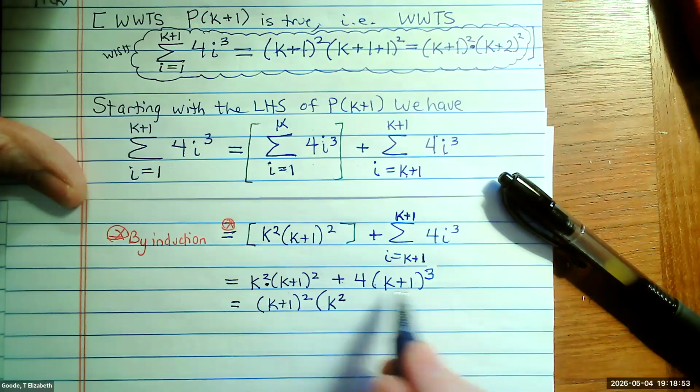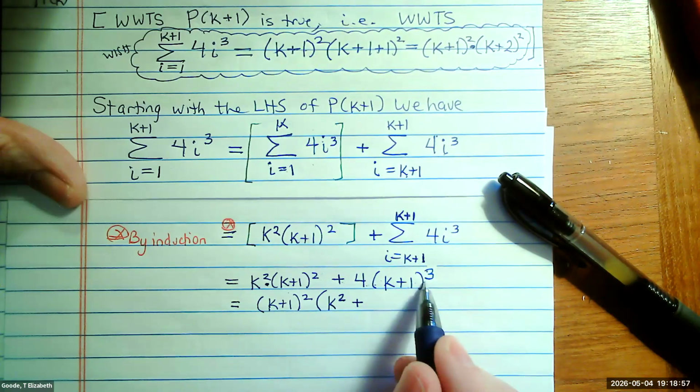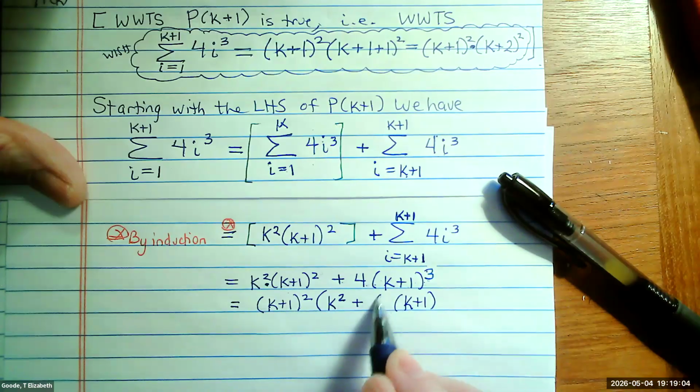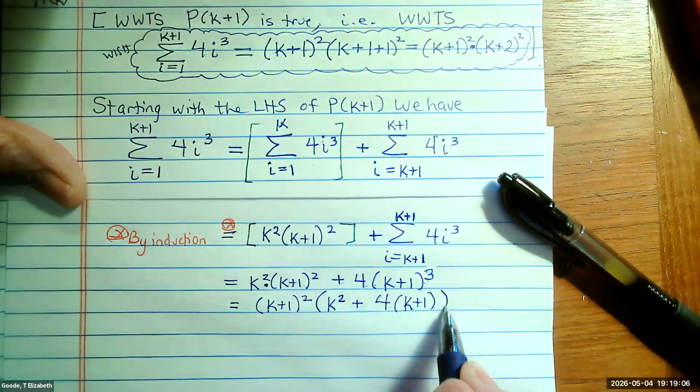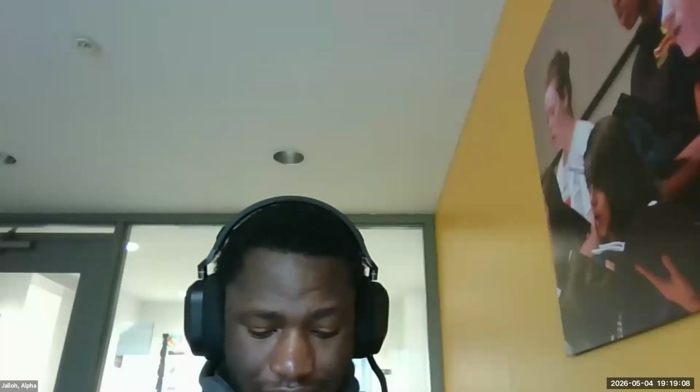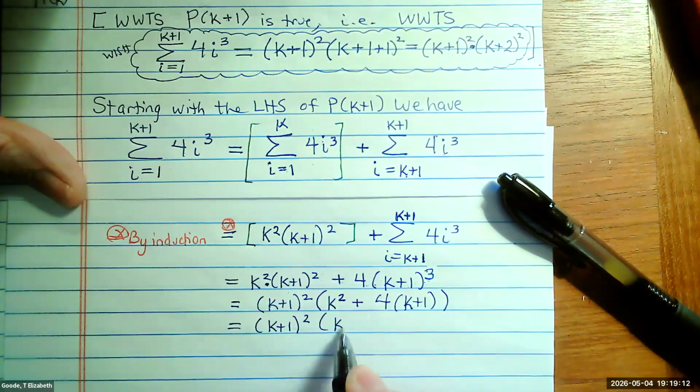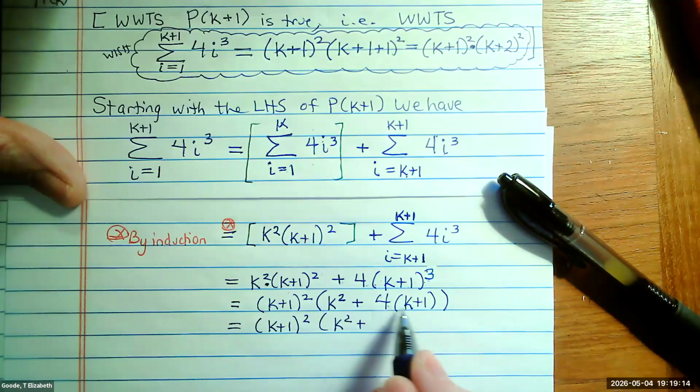But you're right. Over here on this side, when we factor out 2 of these k plus 1's, we will have k plus 1 left, but we also have the 4. That means we have k plus 1 squared times k squared plus 4 times the quantity k plus 1. Well, isn't that 4k plus 4 when we distribute the 4 across that?